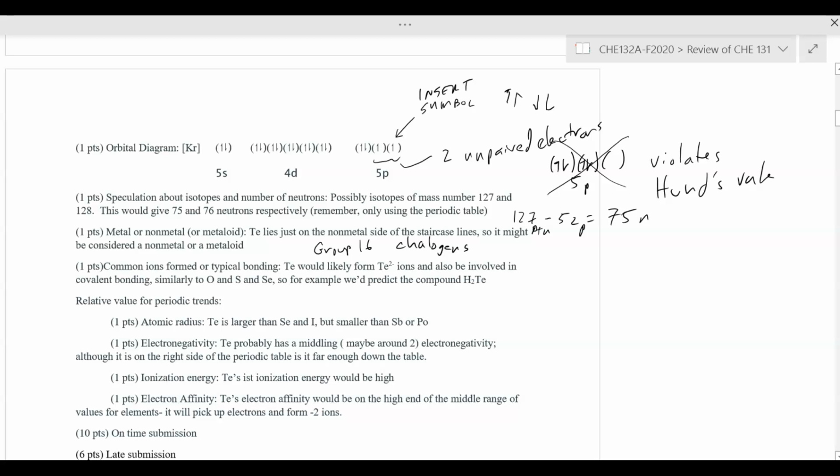In terms of electronegativity, I would guess that it probably has a fairly average value around 2 or so. I don't think it's going to have a really high electronegativity. It's way over in group 16, but as you go down that group, the electronegativity goes down.